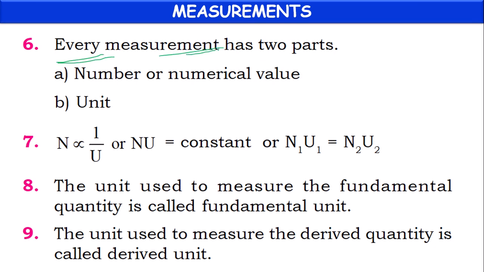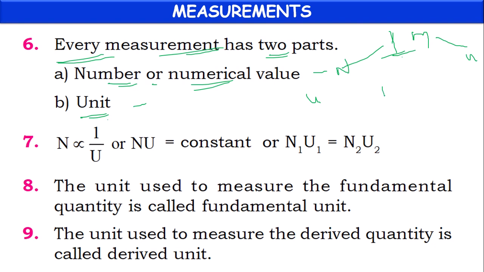Every measurement will have two parts. Number or numerical value, that is one part. Unit is the second part. N is one part, U is the second part. Suppose 1 meter: in 1 meter, 1 is the numerical part, m is the unit part.